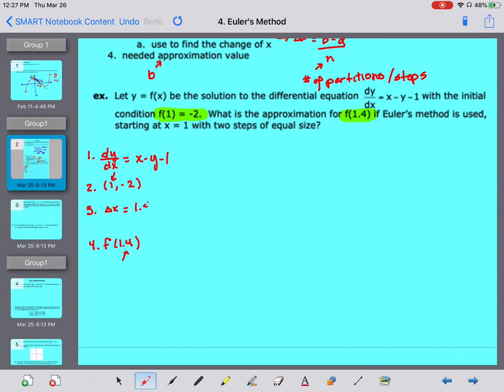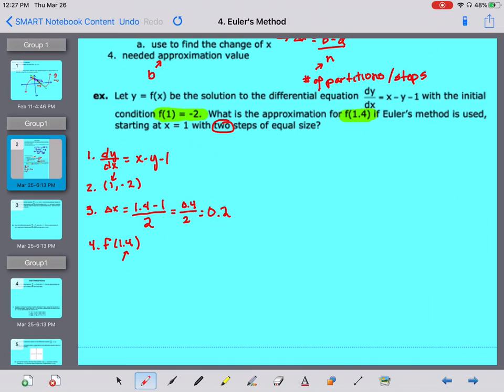So 1.4 is our endpoint, the point we want to approximate, minus our starting point, which is 1. And we're going to go 2 step sizes, and that means my n is 2. So I get 0.4 over 2 equals 0.2. So my change of x is in fact 0.2.